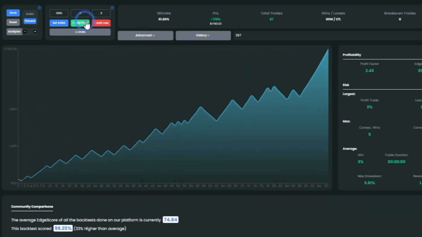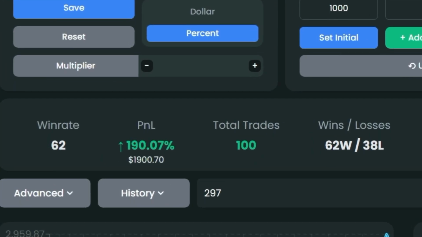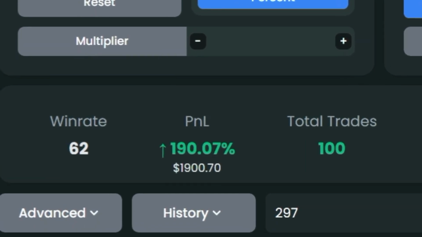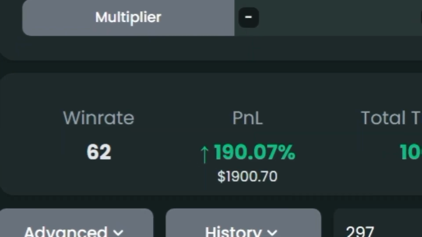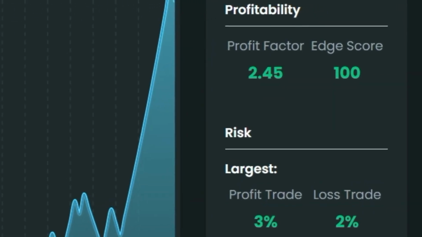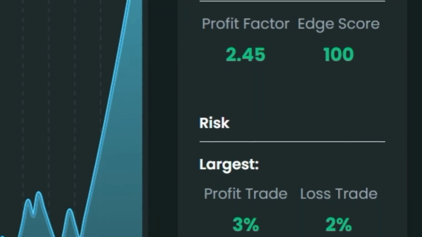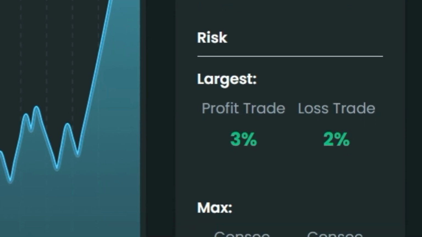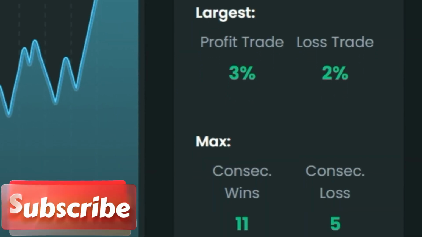Our strategy win rate came out to be 62% and we managed to gain a profit of 190%. The profit factor of our strategy was a very impressive 2.45. During the course of our strategy, we experienced 11 consecutive wins and 5 consecutive losses. So these results show the potential of our strategy.